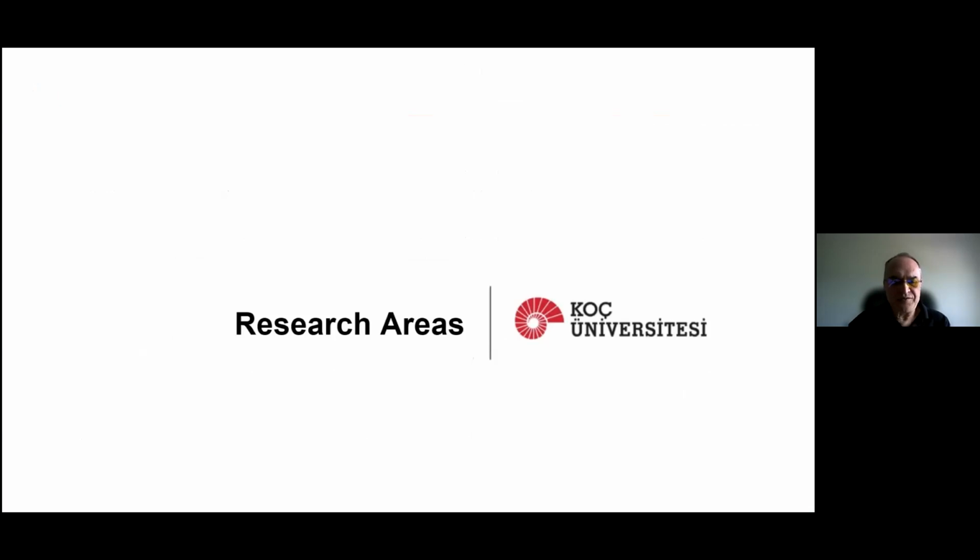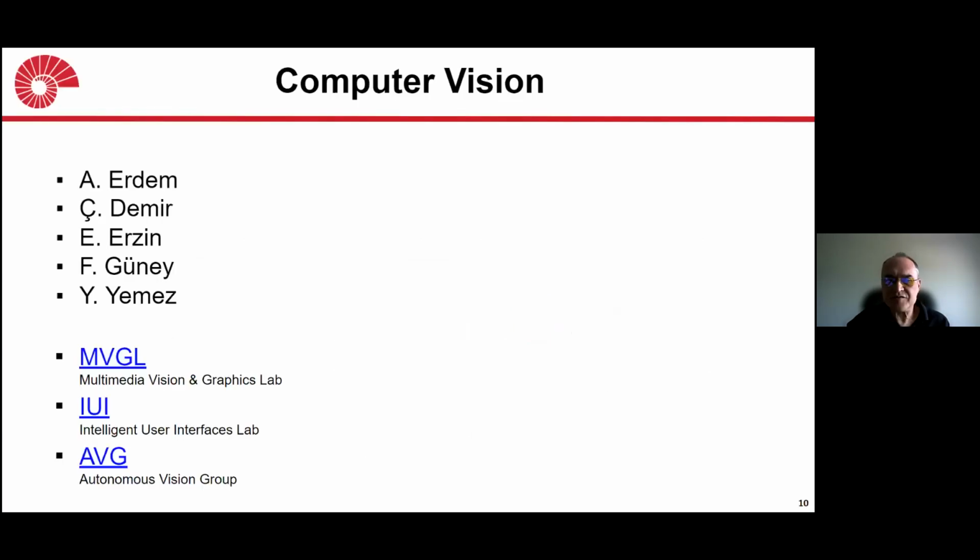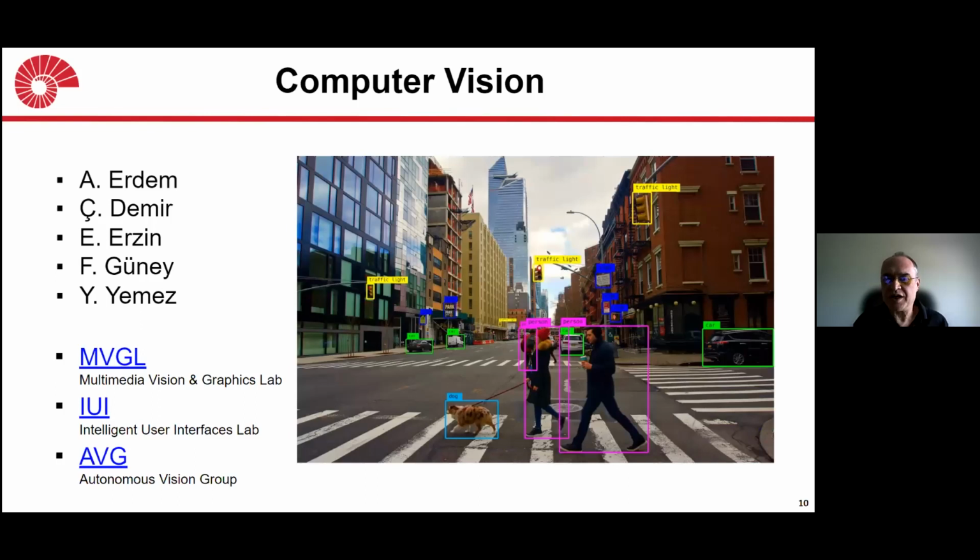Next, I want to briefly introduce our research areas. I'm going to invite different faculty to talk briefly about what each research area is and what we're doing as a center. Computer vision is an area we're very actively working on. If Fatma Hoca can say a few words about our research in computer vision, that would be great.